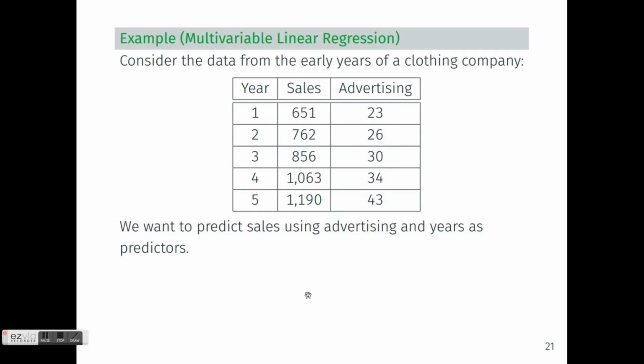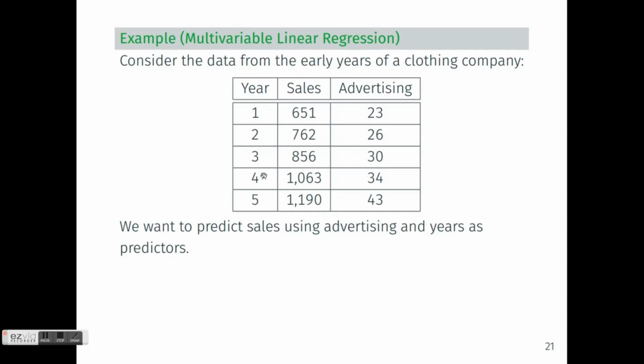We'll further describe the generalization of linear regression with an example. We consider data as shown in the table. In the first column, we have the years. The second column represents the sales done in these years.